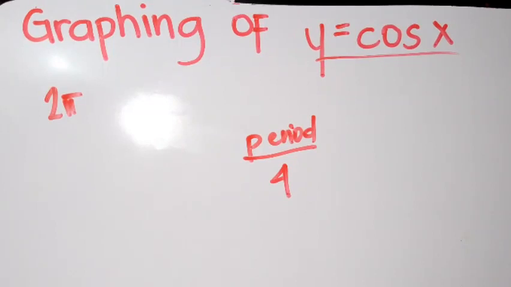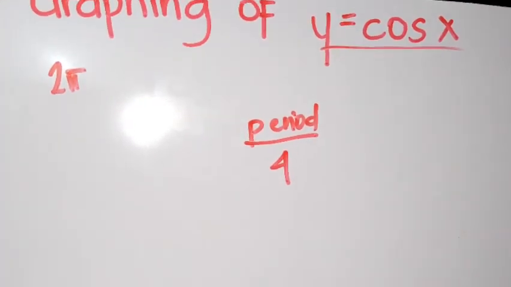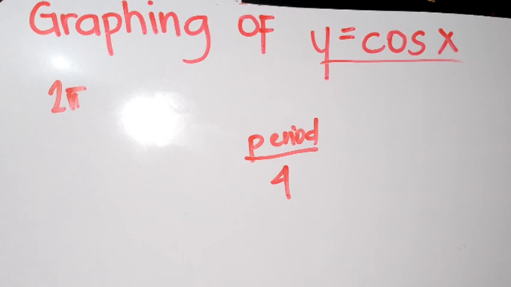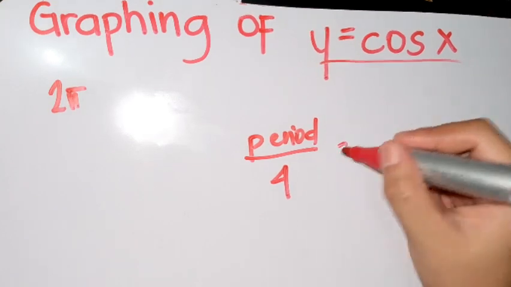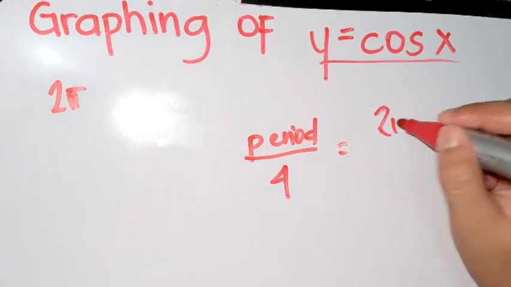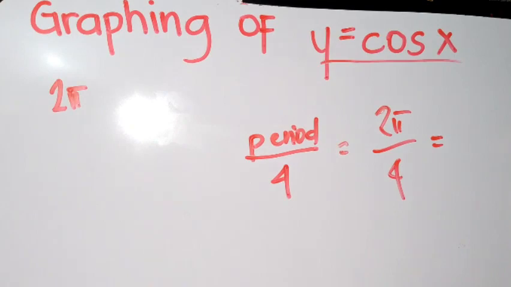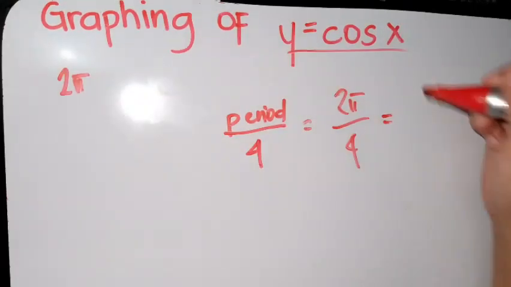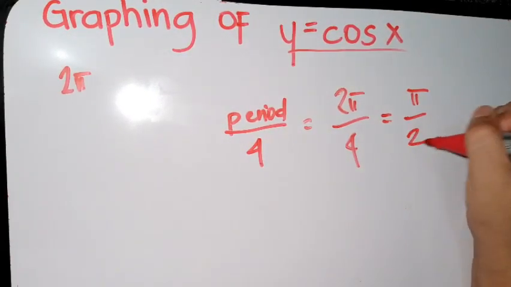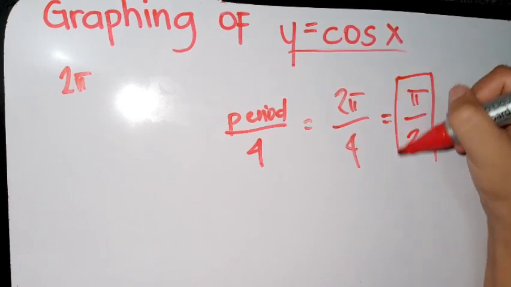Since we already identified the period, which is 2 pi, we're now going to find the x values for the 5 key points in graphing y equals cosine x. The formula is just the same, and we need to use period over 4. So period is 2 pi over 4, and the answer is pi over 2. So this is now our basis.